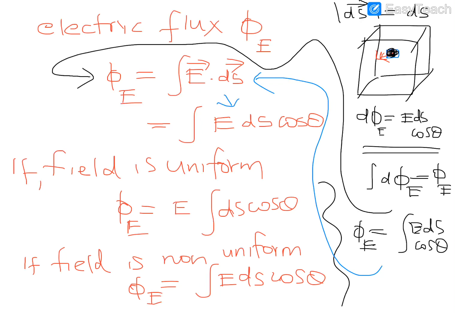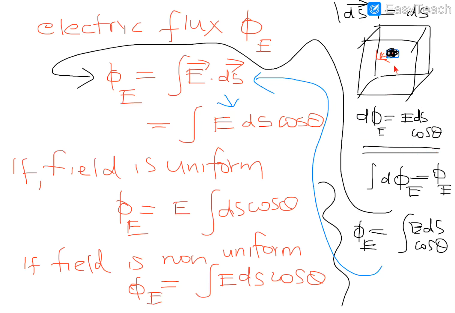Okay, so this is the first concept. Electric flux in general, for any case, whether uniform or non-uniform, you can write as integral E dot ds. When it is uniform, you can take the E out, then E into integral ds cos theta. If it is non-uniform, you must keep the E inside. So why are you using ds? Because if you consider a very small area element ds, in that small region your electric field will be almost uniform, so that you can find d phi E, a very small flux in that small region.